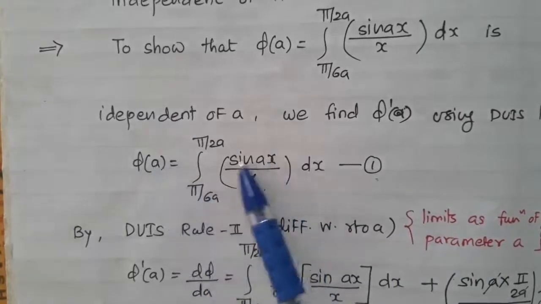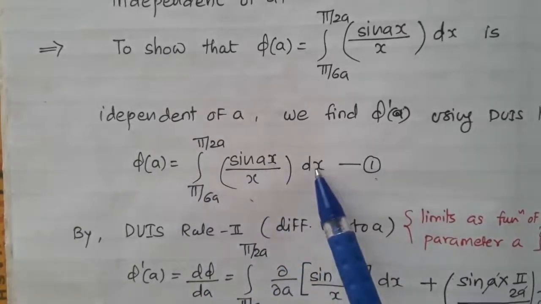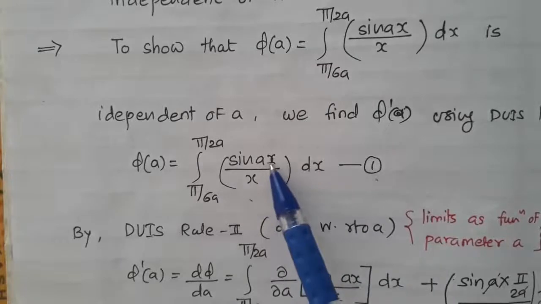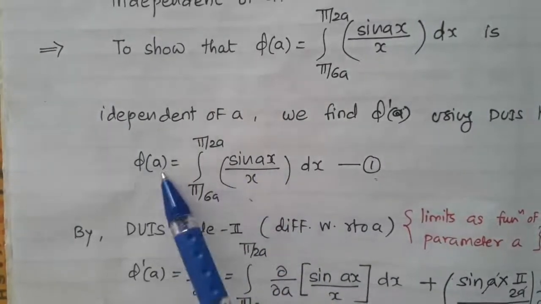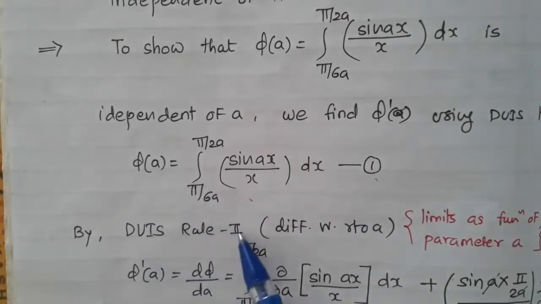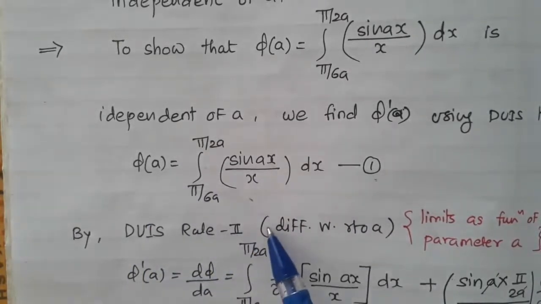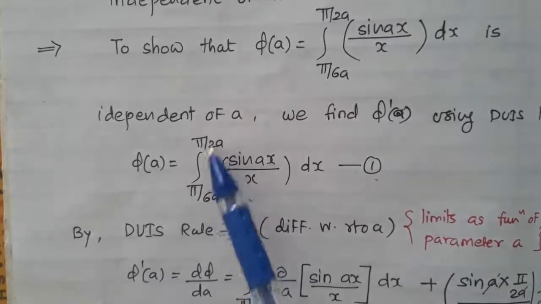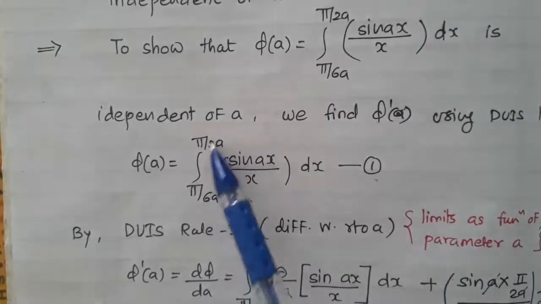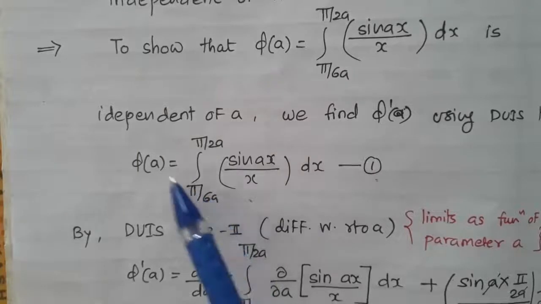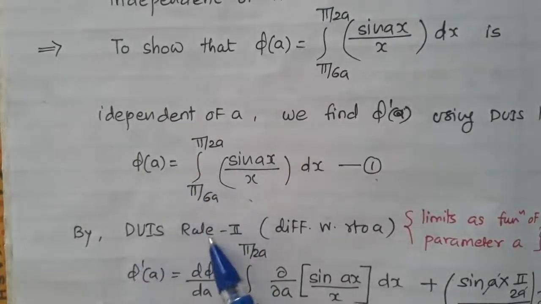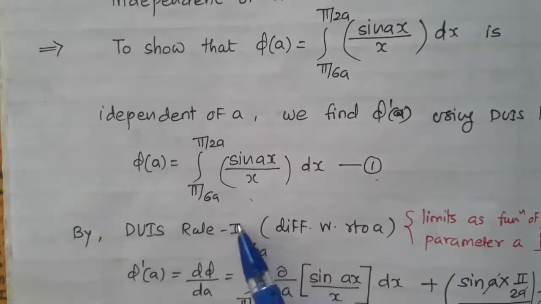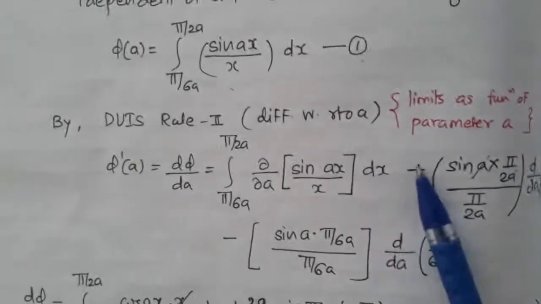Here this function is integrated with respect to x. So x is the variable and a is the parameter. So denote this by phi of a. So by Leibniz rule 2, why is Leibniz rule 2 applicable here? Because if you observe the nature of the limits, these are not constant, these are functions of the parameter a. So that's why apply Leibniz rule 2. So differentiate on both sides by using this rule. The next step is in front of you.